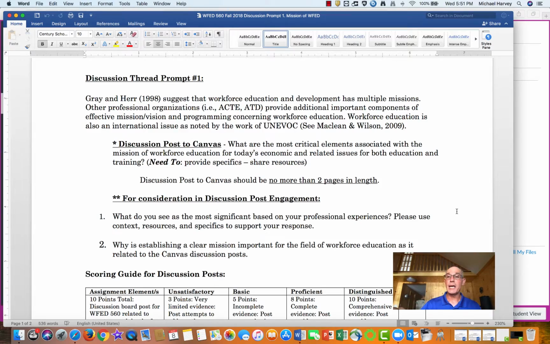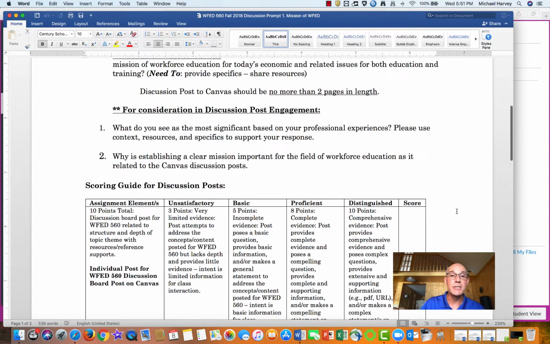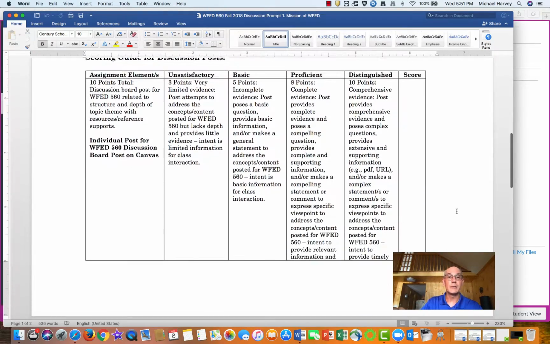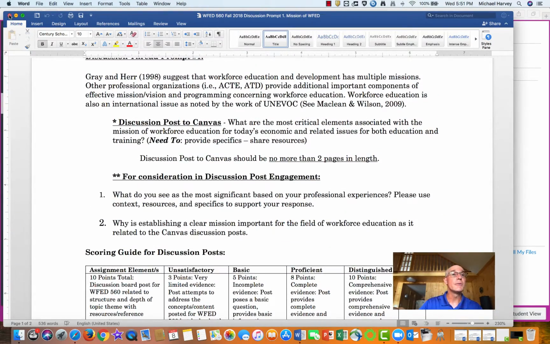And then for consideration, I'd give you just some ideas to consider as you think about the engagement around that prompt, basically responding to other members' prompts and taking a look at your professional experiences and also articulating a clear mission for the field. So that's the first prompt. Again, take a look and have a chance to review that.